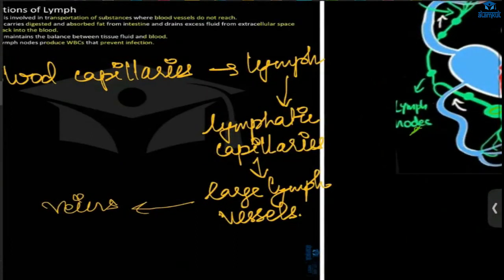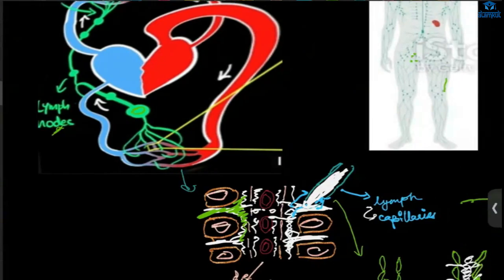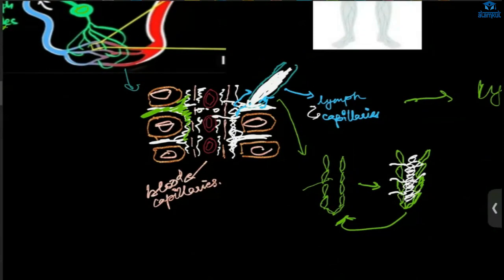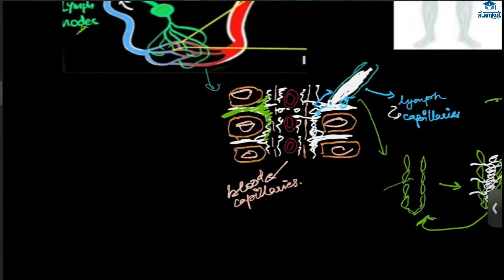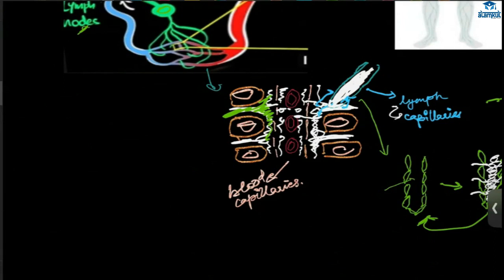So from the blood capillaries, lymph will come out, and then go to the lymphatic capillaries, then larger lymph vessels, then veins. Any doubt? No, ma'am. What is the lymph's work? Its work is three things. One, it will clean the blood. Second, it will fight pathogens. Third, it will carry the fat substance.